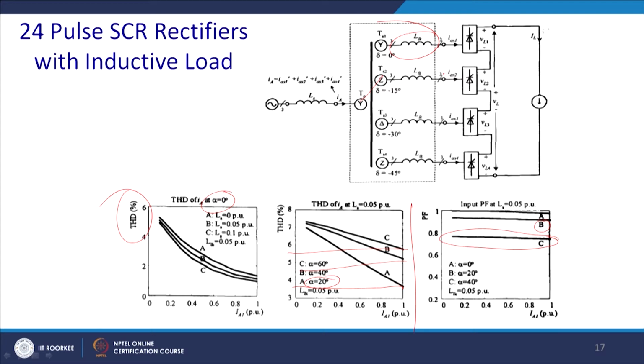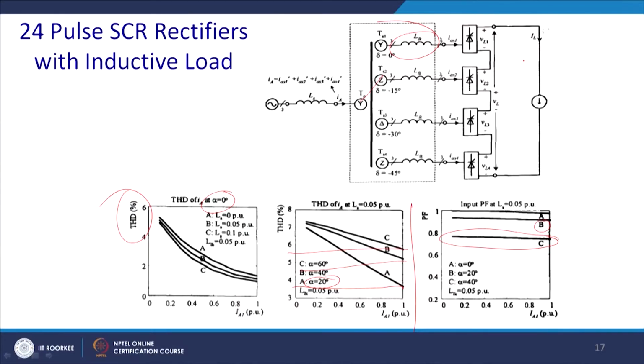Apart from that, all these multi-pulse converters are bulky solutions. You need to have solutions with the transformer, and thus they are quite bulky. These are mostly thyristorized drives. Mostly you will apply these drives for driving vehicles, for power ratings in the range of MVA.